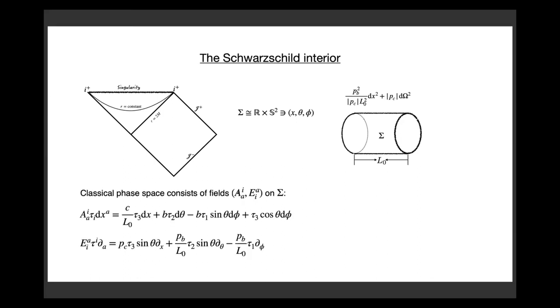The classical phase space of this model consists of fields of Ashtekar variables on the spatial slice, and because of the homogeneity of this spatial slice, they take these forms. Here, c, p_c, b, and p_b are all constants. From this expression, we can see that the classical phase space is actually finite dimensional, which can be coordinatized by the canonical pairs b, p_b, and c, p_c.